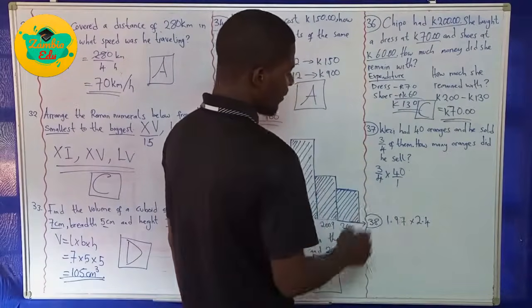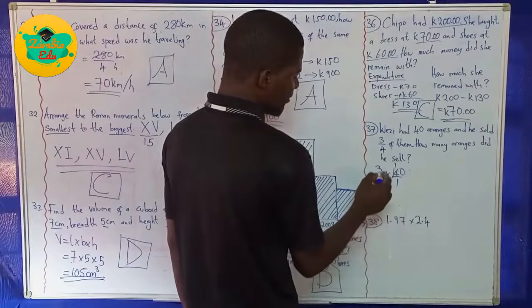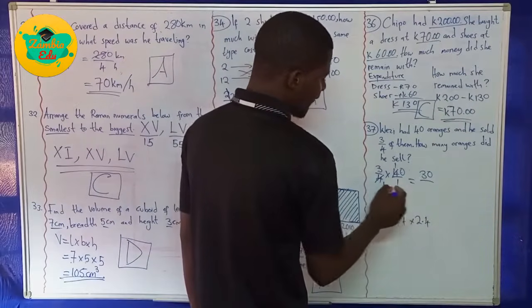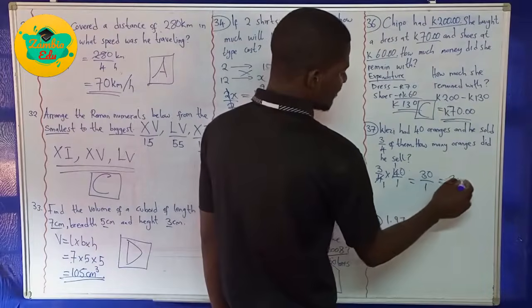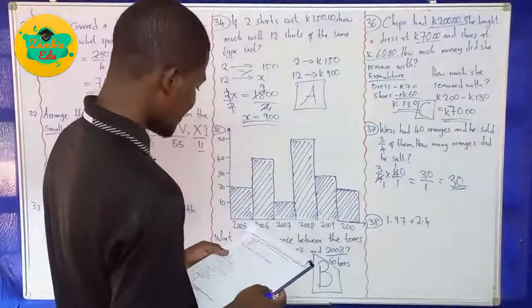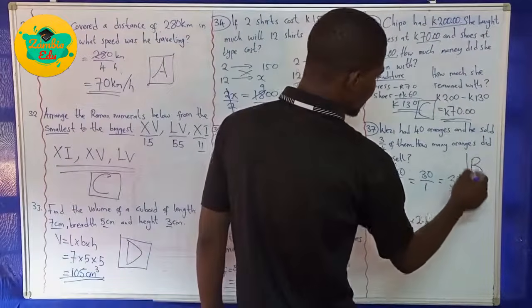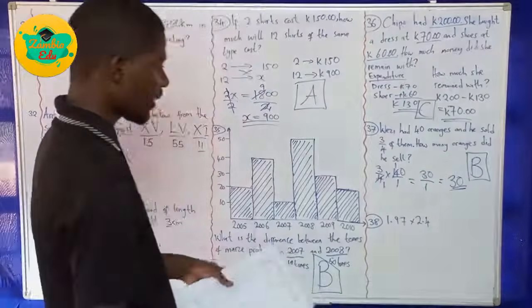We can even say over 1.4 there, 1.4 there, so that means a 10. So 3 times 10 should be able to give us 30 over 1 times 1, 1 into 30 gives us 30 oranges. So Wezi had sold 30 oranges, and 30 oranges came as option B. So 37, the answer was B.